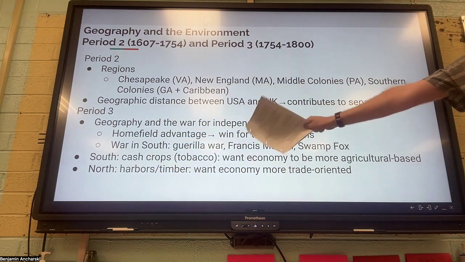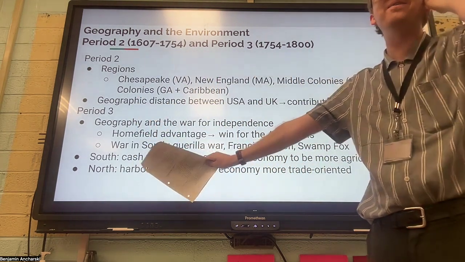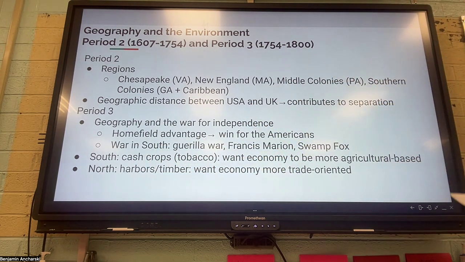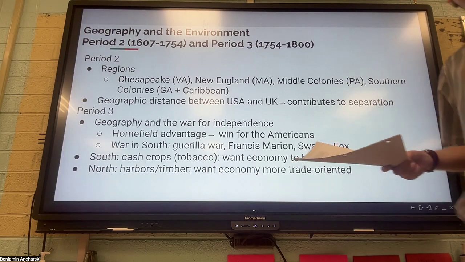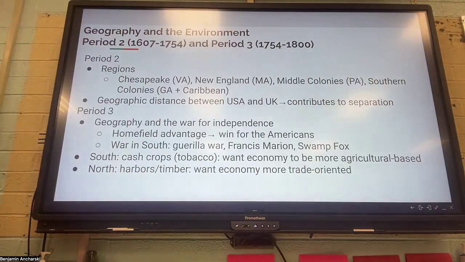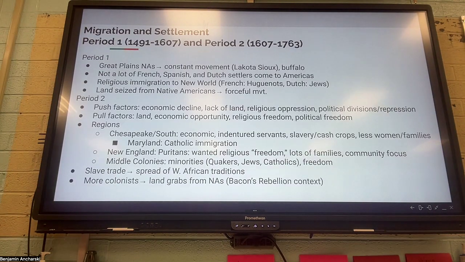Cash crops in the south and in the north as well. We've got timber and natural harbors. All right. Are there any questions about geography in these time periods right here? All right, here you go, Mr. Paul. All right, let's migrate away from that for a second there.